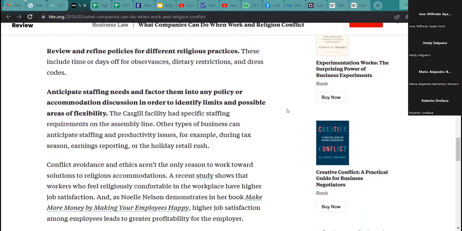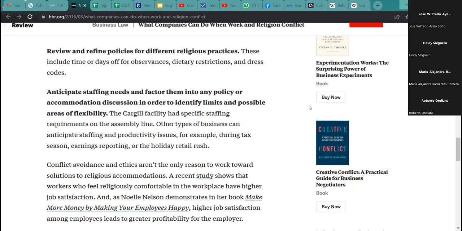Review and refine policies for different religious practices. These include time or days off, observances, dietary restrictions, and dress codes. Anticipate staffing needs and factor them into any policy or accommodation discussion in order to identify limits and possible areas of flexibility. The cardiac facility has specific staffing requirements on the assembly line. Other types of business can anticipate staffing and productivity issues, for example, during tax seasons, earnings reports, or the holiday retail rush. Okay, what did you get from that one?